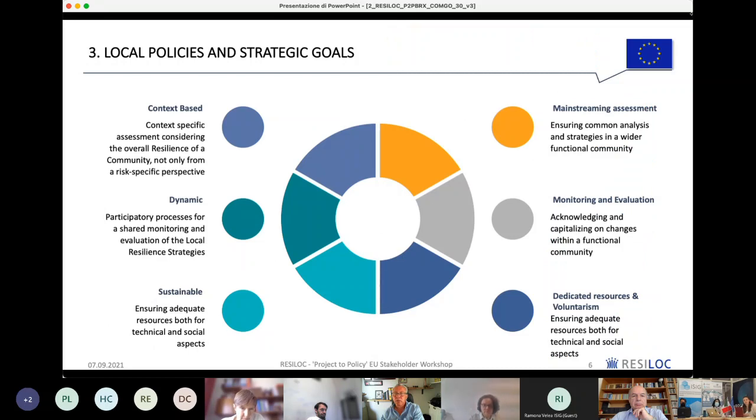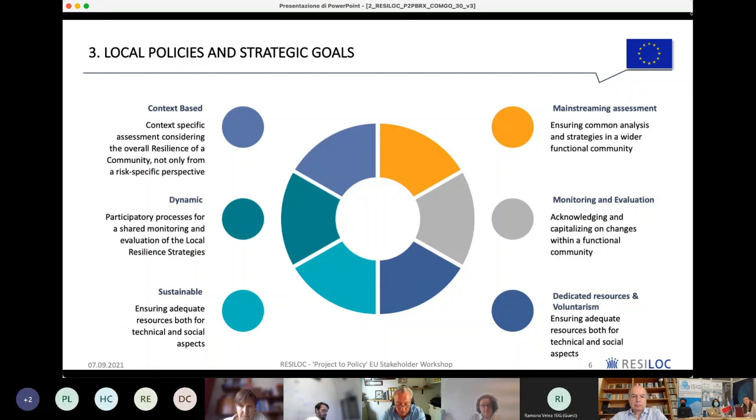In designing local policies and strategic goals, we need to keep in mind the following principles, let's say. They need to be context-based, so they need to be context-specific, keeping in mind and considering all aspects of resilience. They need to be dynamic, so the monitoring and evaluation should be shared and based on participatory processes. They need to be sustainable, so it's important that we ensure adequate resources both for technical and social aspects.